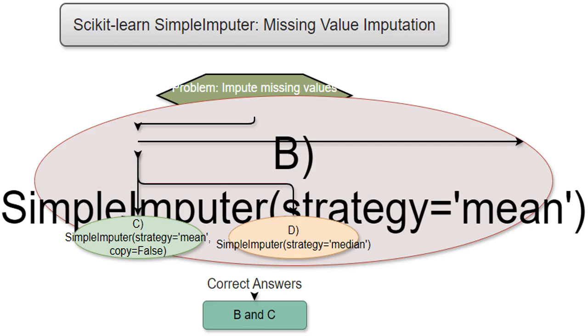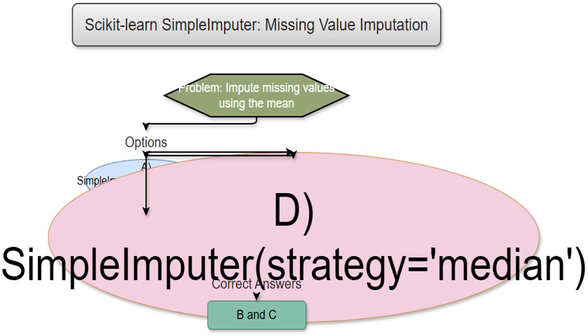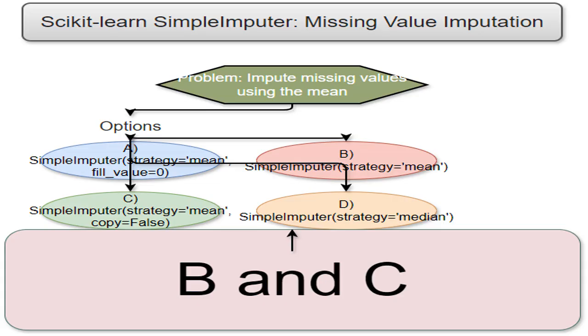This is a clean and concise way to do it. I'm telling the SimpleImputer to use the average, mean, of each column to fill in the missing spots. That's exactly what I need. Simple and effective. This option also uses the average, mean, but adds a copy equals false part. This means I'm telling the tool to change the original data directly instead of creating a copy first. While this is slightly less memory efficient, it still gets the job done correctly. It's perfectly acceptable here. Here I'm using the median instead of mean. The median is the middle value. This isn't what the question asks for. I need the average, not the middle value. So this is incorrect. The best options to use are B and C.